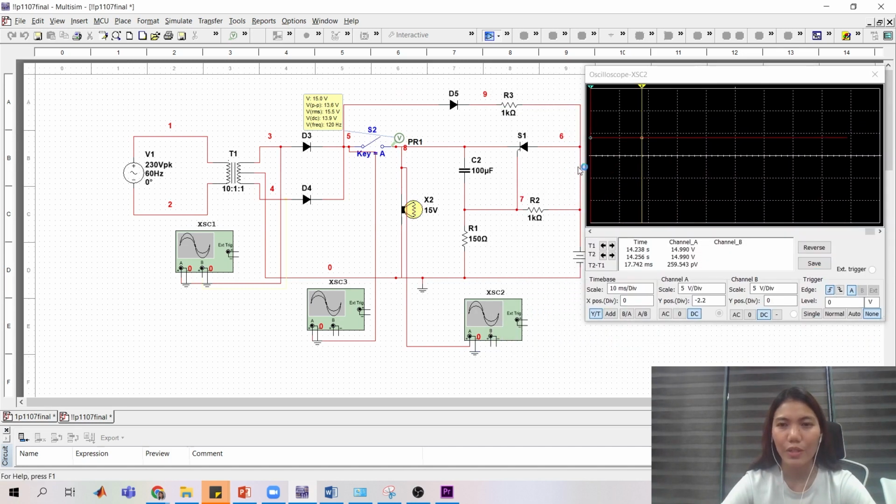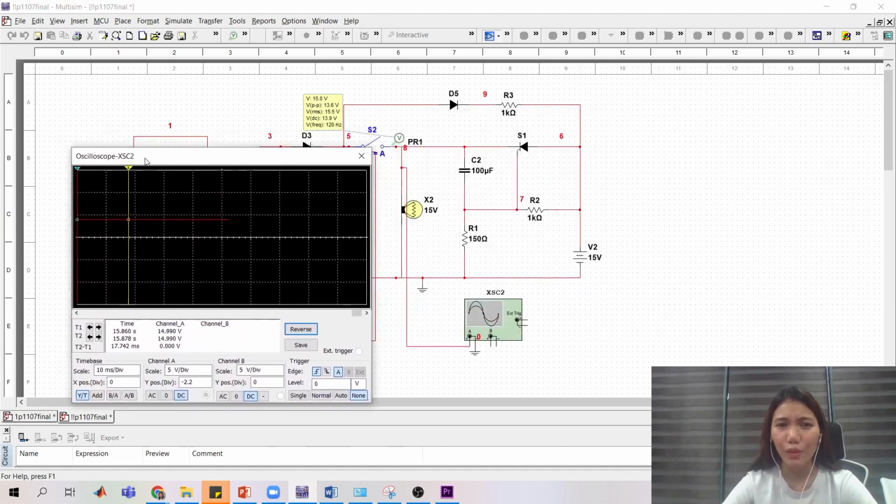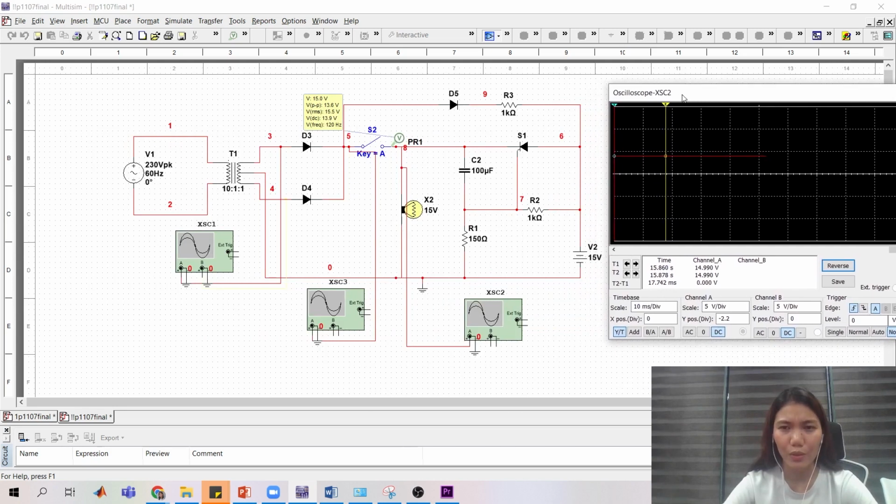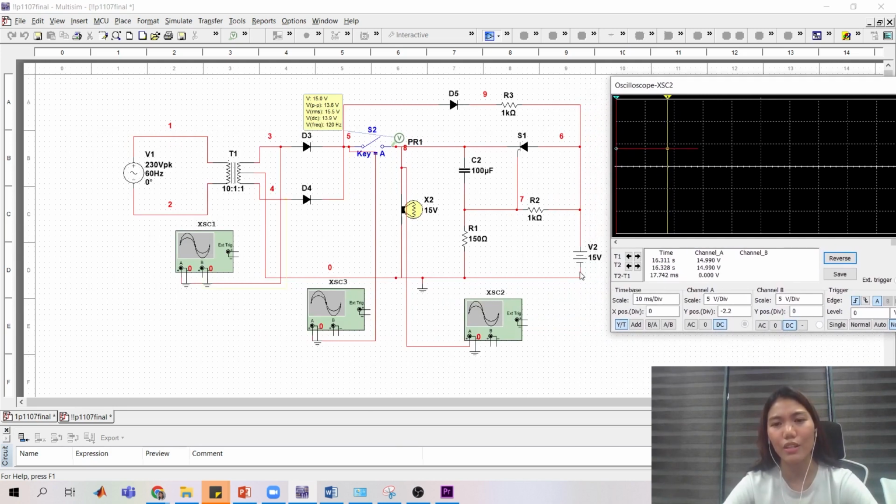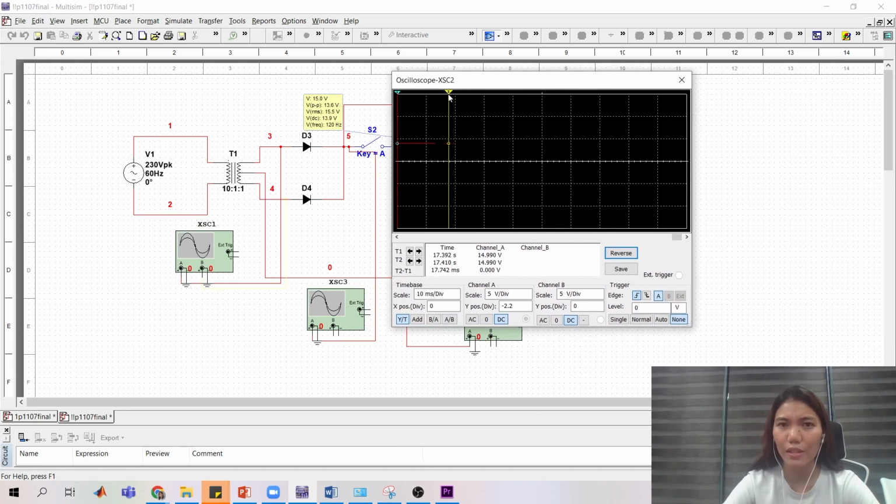But once we turn off our switch, we can see that our LED is still lighting on, and we have 15 volts applied to it. This 15 volts is our voltage from our battery. We can see here in the oscilloscope the change from the sine wave to a DC voltage of 15 volts.